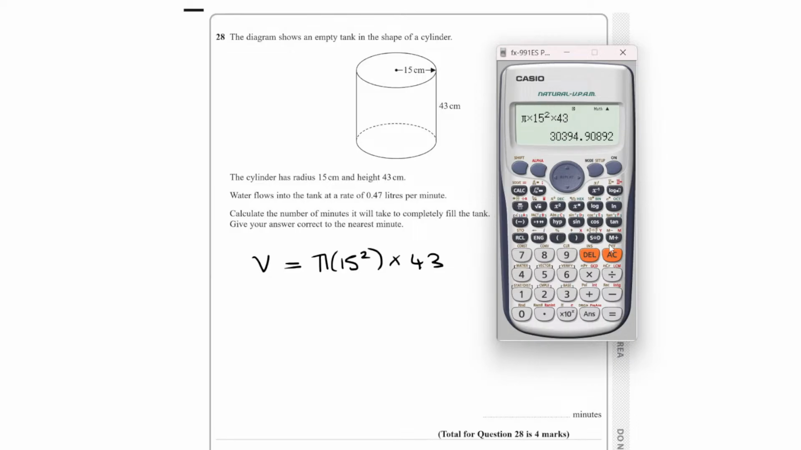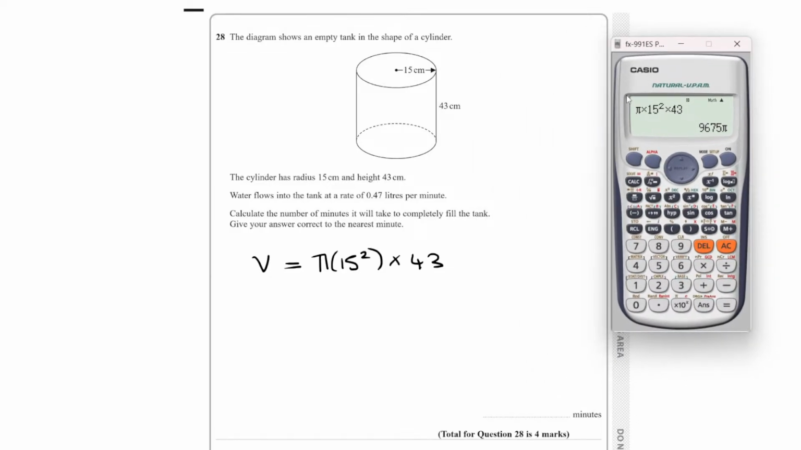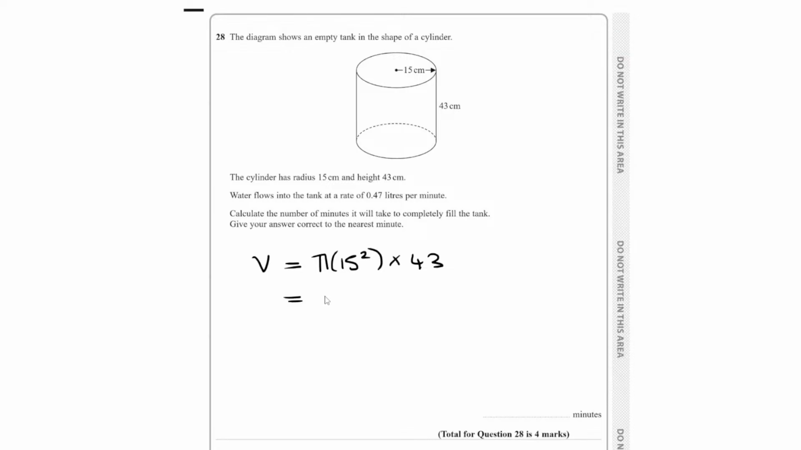You can put it as a decimal if you want, but I tend to like to leave things in terms of pi just because it's more exact. So 9,675 pi. Now that's in centimeters cubed because it's volume. Okay, volume. However, I've now got this here where the water flows into the tank at 0.47 litres per minute.